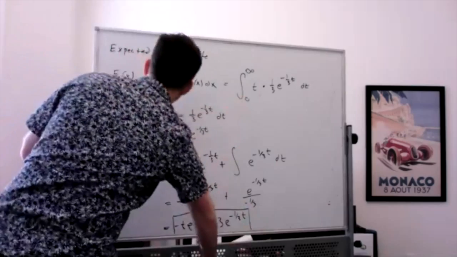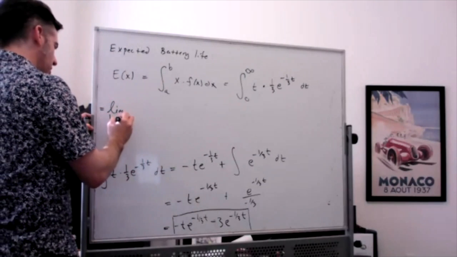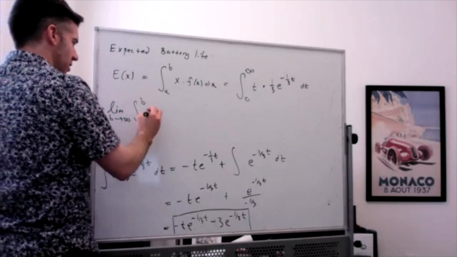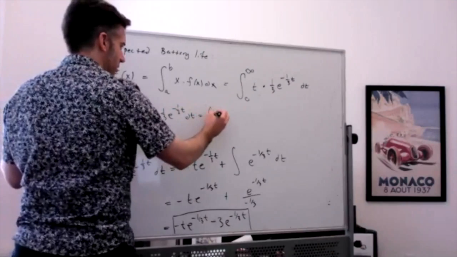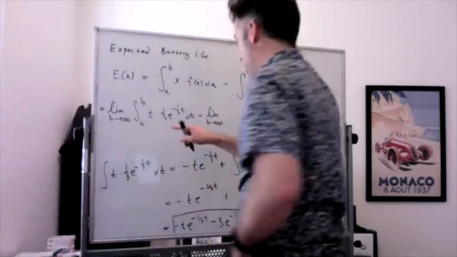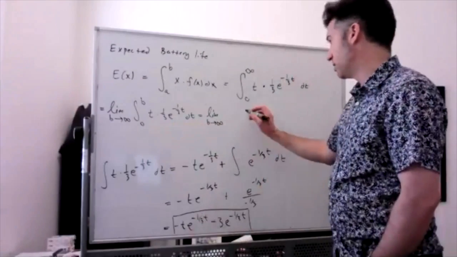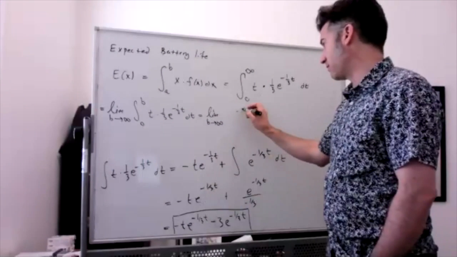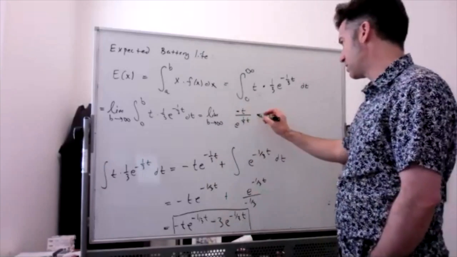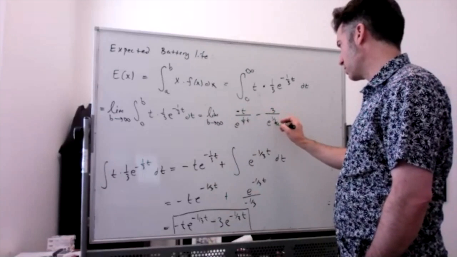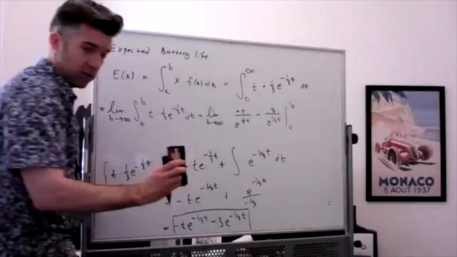So we can say that our integral here is going to be the limit as b goes to infinity of the integral from 0 to b of t times 1/3 e to the negative 1/3 t dt. And then that's going to be equal to the limit as b goes to infinity of the integral of this, which we just found out was all this. I'm going to rewrite this slightly so things have positive powers. I'm going to write that as negative t over e to the positive 1/3 t, minus 3 over e to the 1/3 t, from 0 to b. Okay, stop me if you have questions, or interject, or type something in the chat.